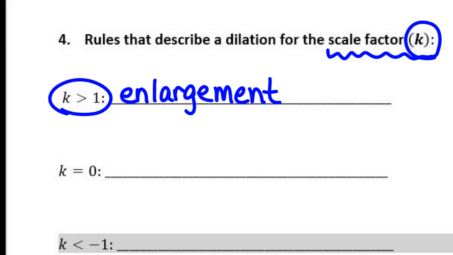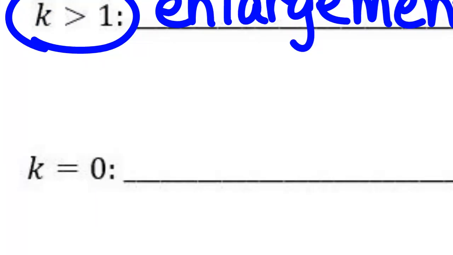When K is 0, my scale factor is 0. We always multiply by the scale factor, right? What happens when I multiply by 0? It equals 0. No matter how big or small the number is, if I multiply it by 0, it becomes 0. That means if my scale factor is 0, that is the center of dilation.